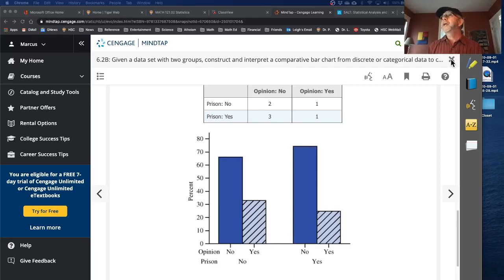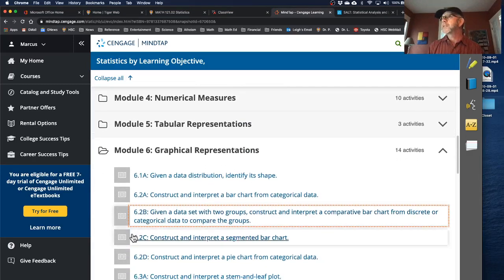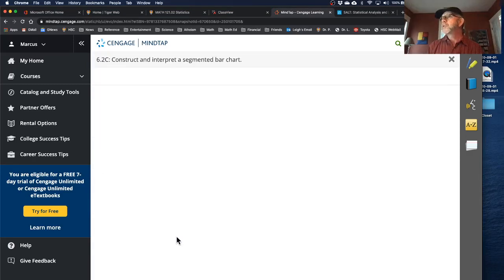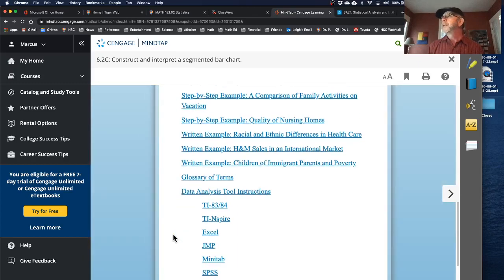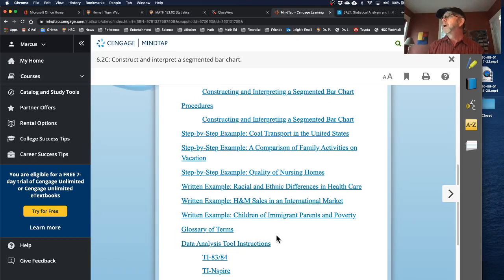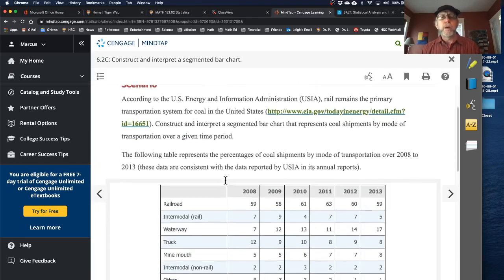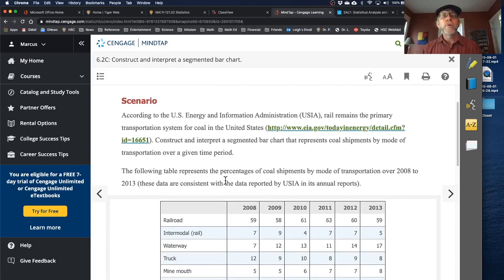Let's take a look at what they have to say about segmented bar charts as well, and that's in section 6.2C. And let's see, I'm just going to skip straight to an example. First, let's look at coal transport in the U.S. So, rail. According to the USIA, rail remains the primary transportation system for coal in the United States.